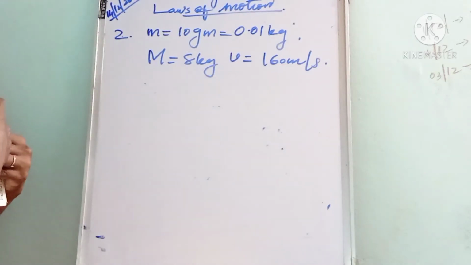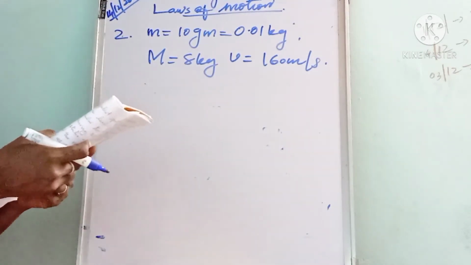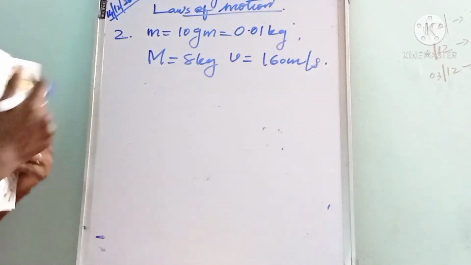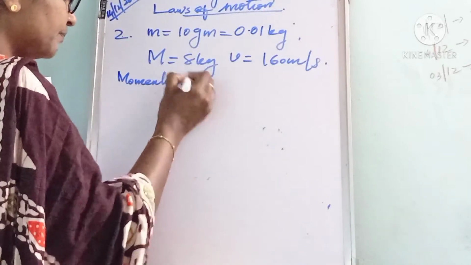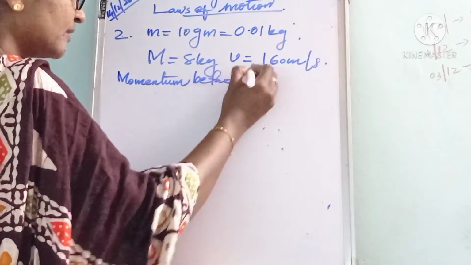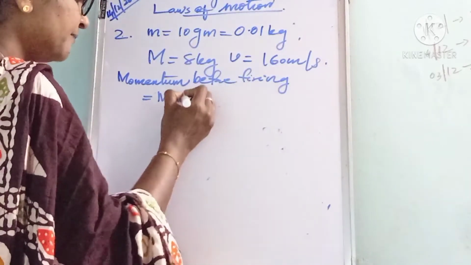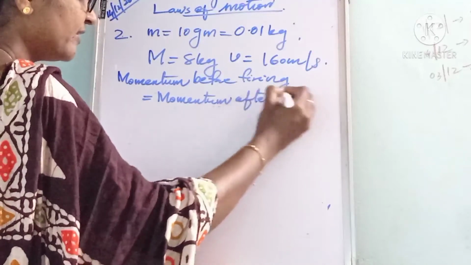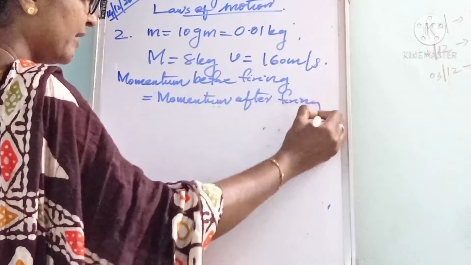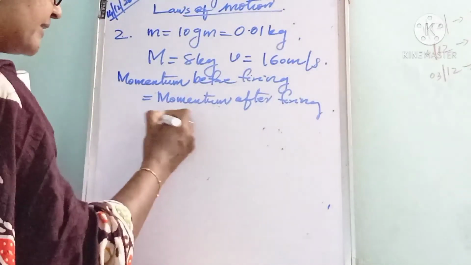Here also we are applying the law of conservation of momentum. That is, the total momentum before firing is equal to the total momentum after firing. Okay, this is the law of conservation of momentum. Before firing, both the bullet and gun are at rest, so the total momentum is 0.